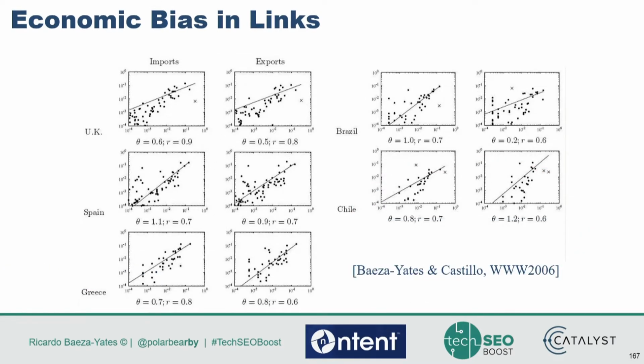So here they have 5 countries, from the UK to Chile. The more developed the country, the higher the correlation. It's 0.9 in the UK. It's not only for exports, but also for imports. So the economy of the world, and particularly tourism, is embedded in the links in the web. So this is an example of bias. Links are biased to the economy of the world.